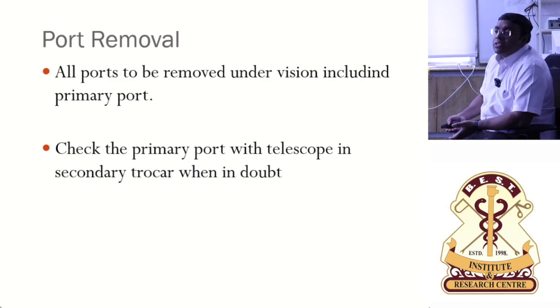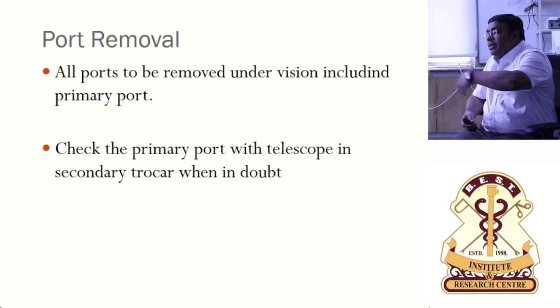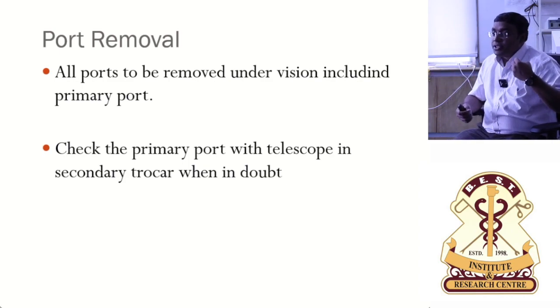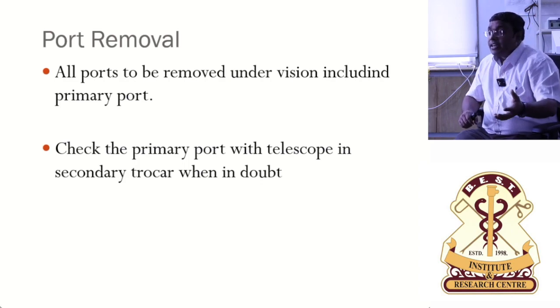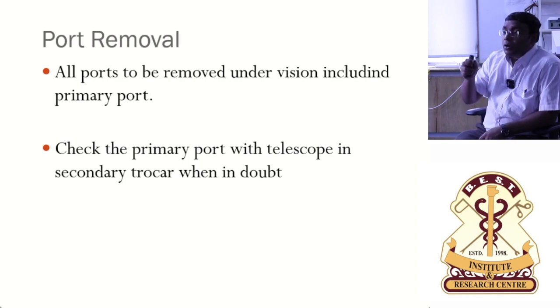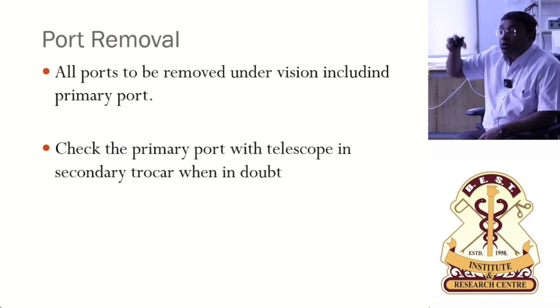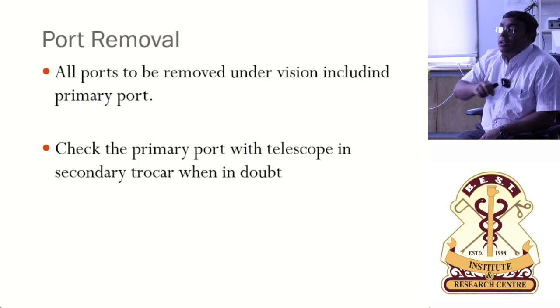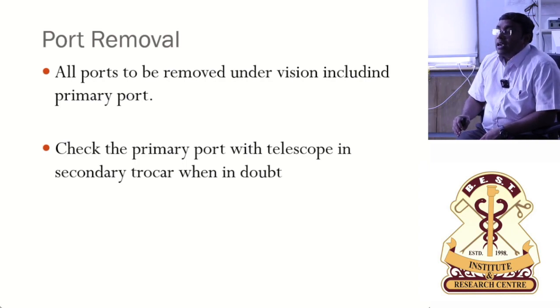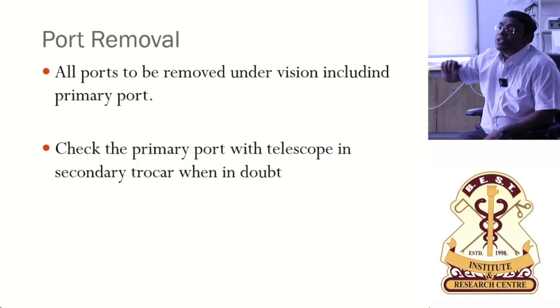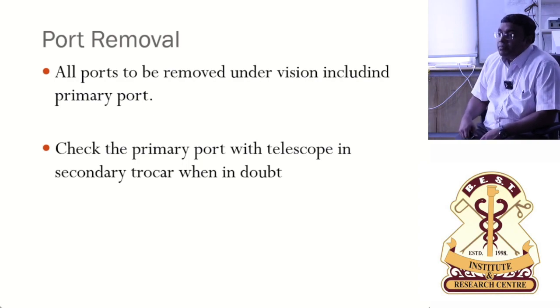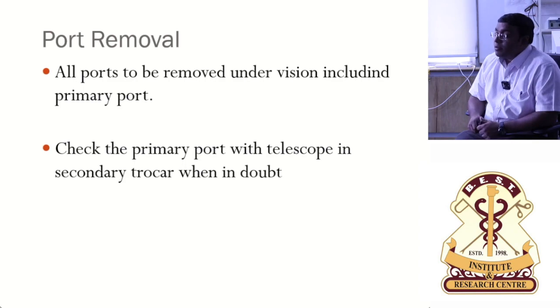So once your surgery is done, all the secondary trocars have to be removed under vision. That is one thing. After you have removed all the secondary trocars, open the stopcock of the primary trocar, the trocar through which your optics is coming, let out all the gas, and once all the gas has come out of the abdomen completely, then under vision you take out the primary trocar. Anything I missed in removal of the trocars?